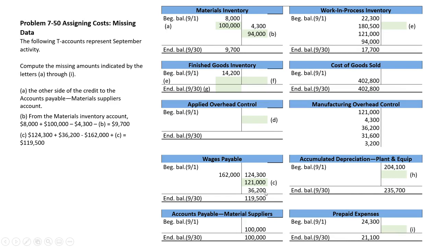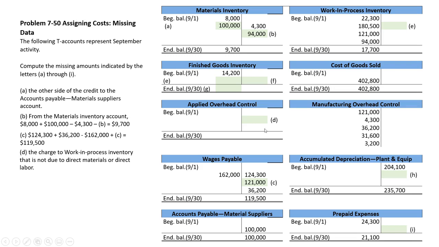Also, I would credit this account for indirect labor, and I would see the $36,200 credit here also agrees with the debit to manufacturing overhead control over here. So again, that makes me feel like that was indirect labor. So I'm filling in information as I go along.